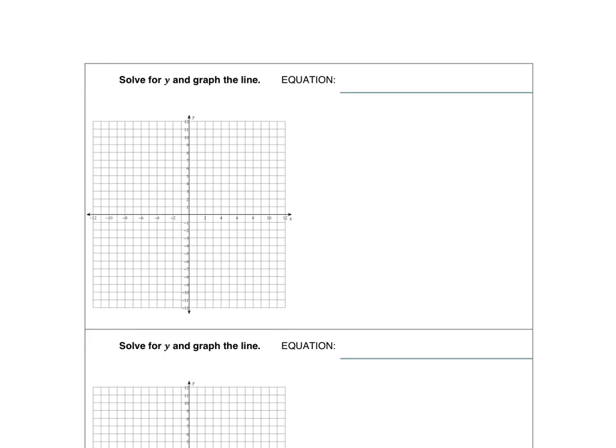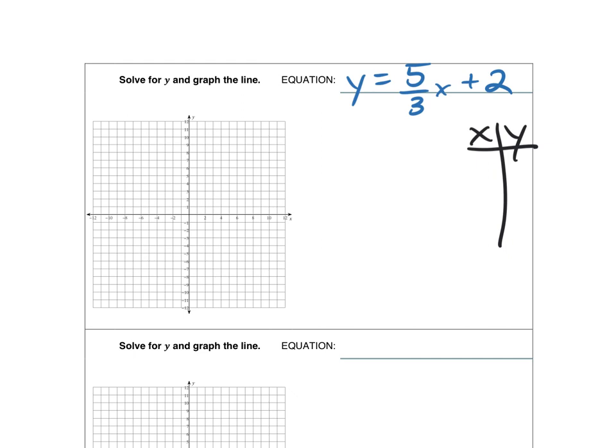Now we are going to graph an equation that has a fraction as its slope. So y equals 5/3 x plus 2. That's going to be the example that we're using. And again, we are going to draw a table for the x and y coordinates.